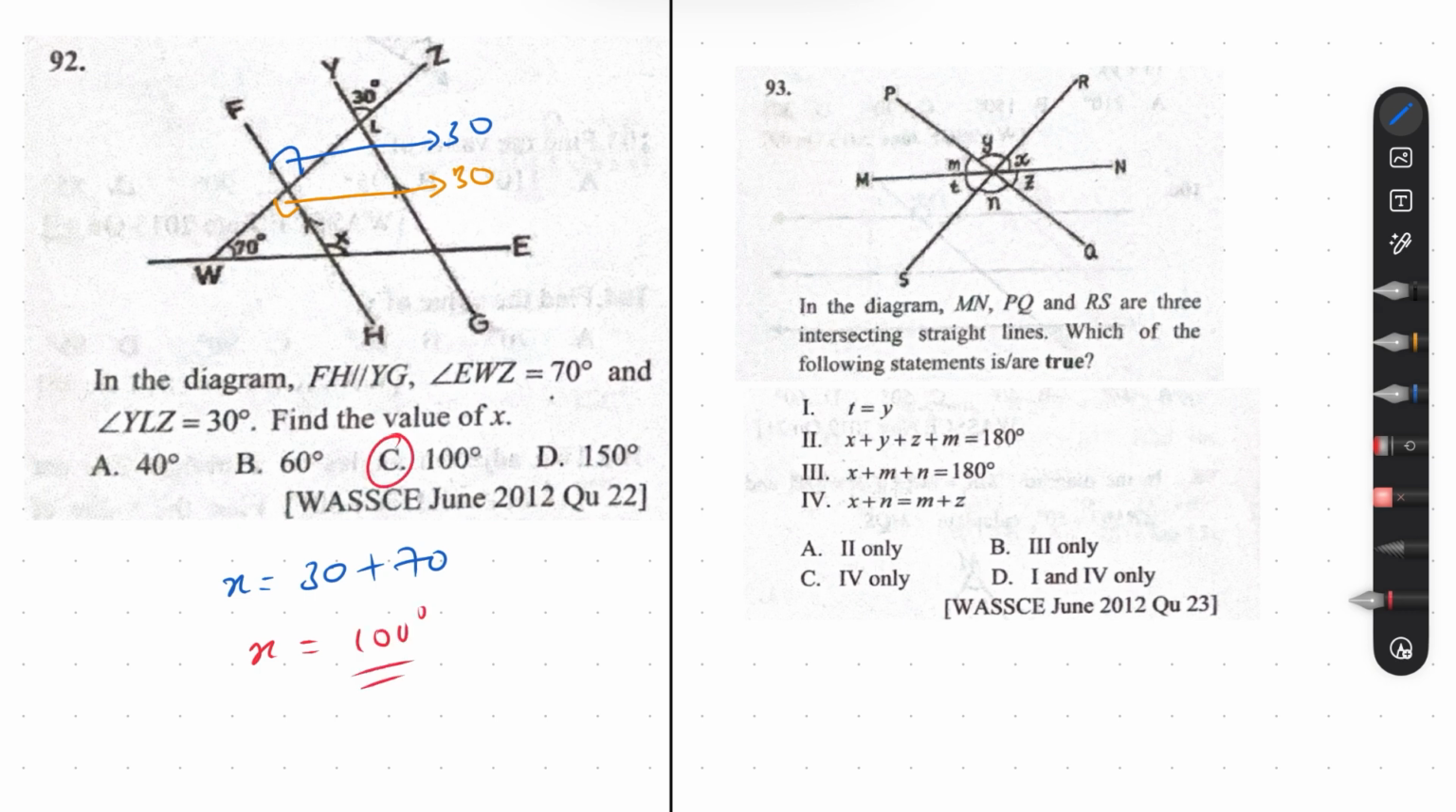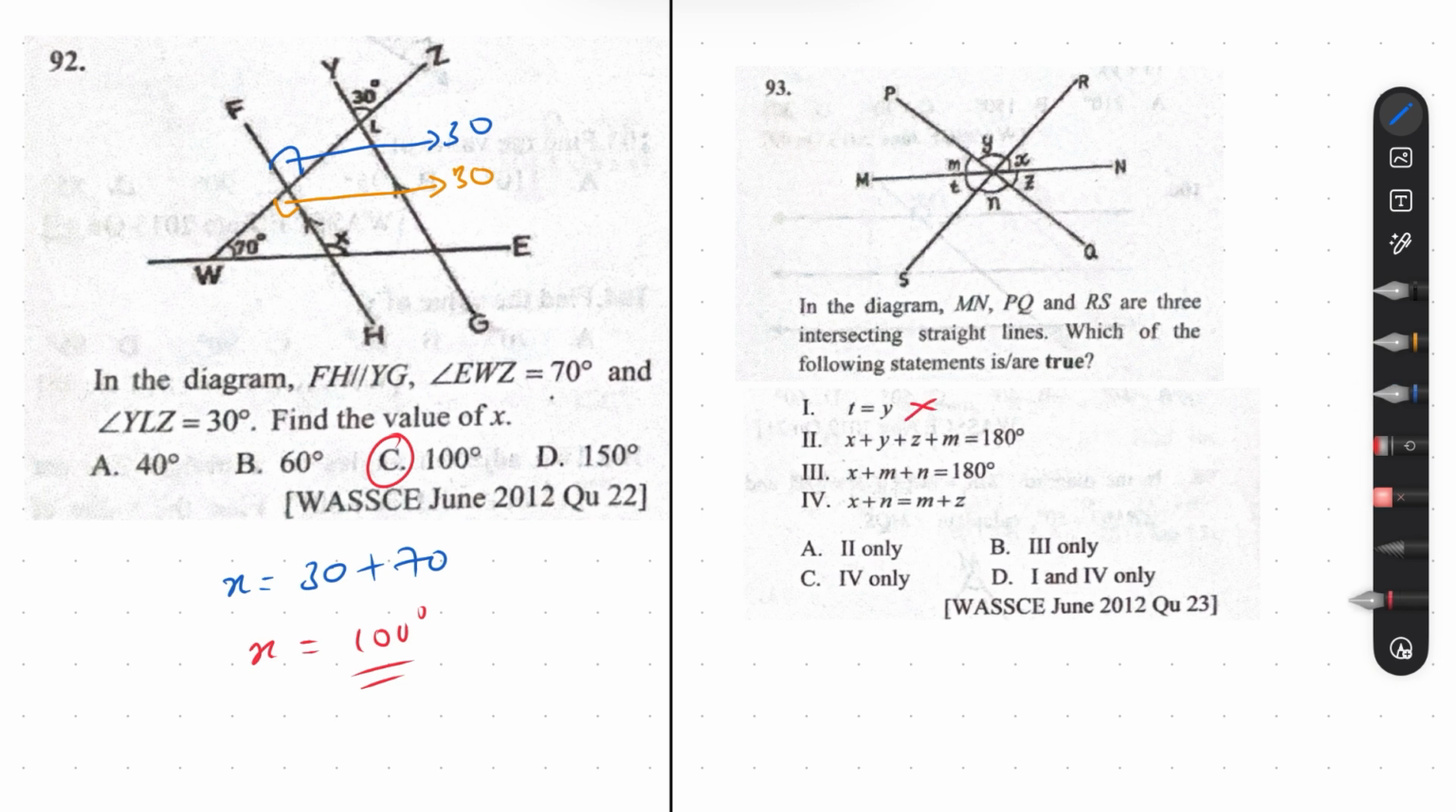Let's go to question number 93. The question says, in the diagram, M and PQRS are three intersecting straight lines. They all intersect at this point. Which of the following statements is true? Let's take it one by one. It says T equals Y. This is not true because they don't relate in any way. We can say T is equal to X because they are vertically opposite, but T equals Y is false.